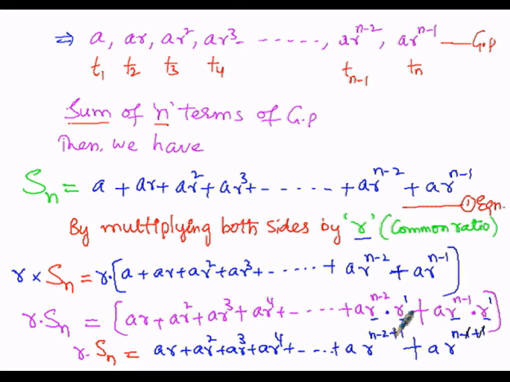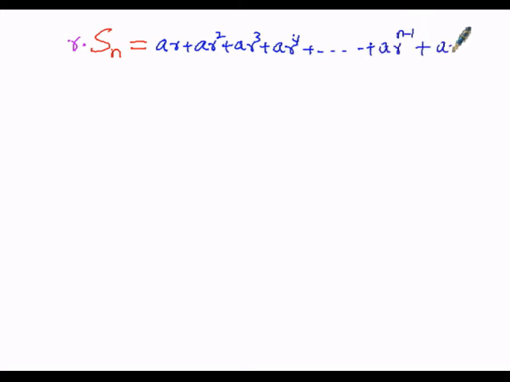The next logical step will be r into Sn. r into Sn is equal to, the first term is ar plus ar square plus ar cube plus ar to the power of 4 plus and so on. Then here we will be getting the last but one term, that is the n minus 1 term, as ar to the power of n minus 1, plus the last term ar to the power of n, as per the previous logical step. Then now let us suppose this as the second equation.